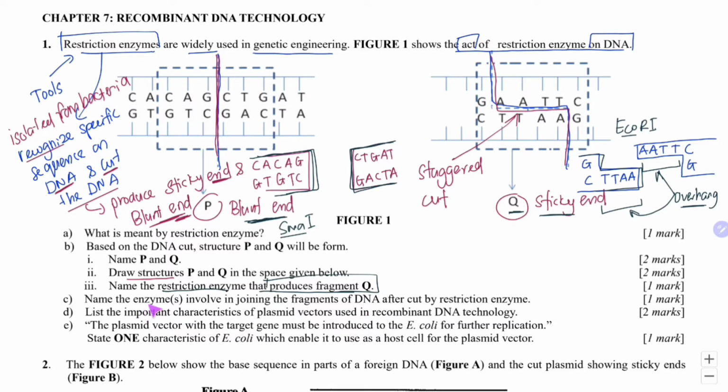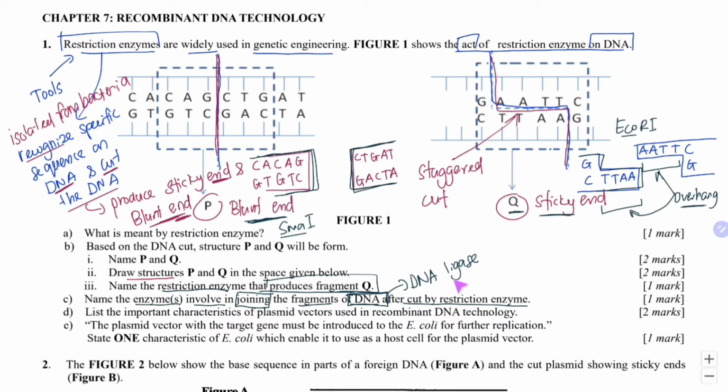So next question, name the enzyme involved in joining the fragment of DNA after being cut by the restriction enzyme. So dalam biologi ni ada satu je enzyme yang akan function dia untuk join DNA. So tak kisah dalam topik apa pun, asalkan joining of DNA, satu je enzyme yang boleh buat benda itu, iaitu DNA ligase. So tak ada dah enzyme lain, mesti DNA ligase, tak kisahlah chapter berapa pun. Asalkan untuk join DNA, mestilah DNA ligase.